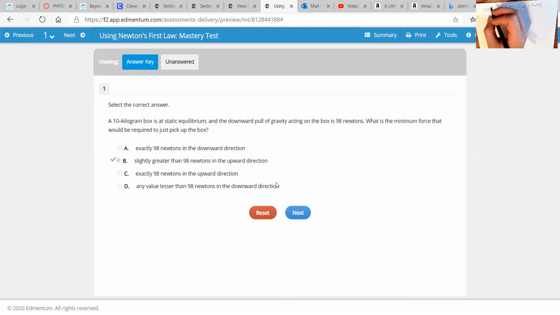In the first question, we have a 10-kilogram box, and it's at static equilibrium. Static equilibrium means that it is at rest, and the sum of all forces acting on it, external forces, equals 0. So we have the gravity force pulling downward, and that force is equal to 98 newtons.